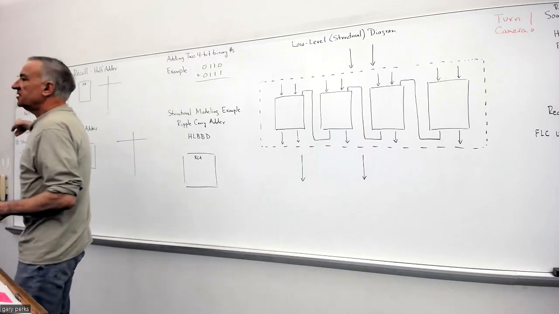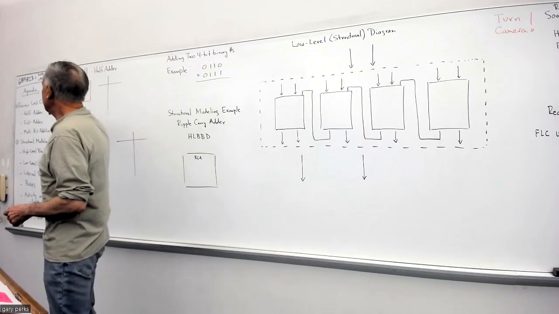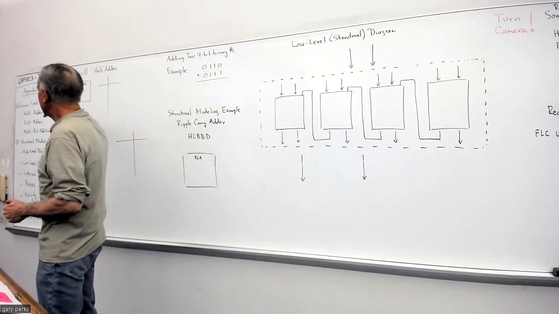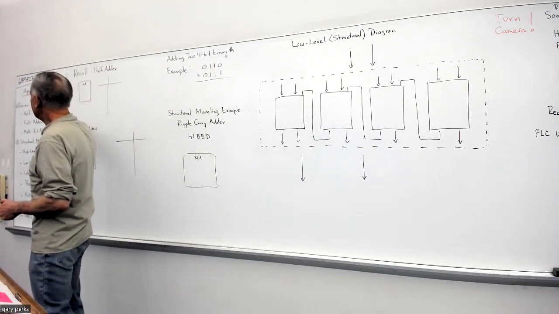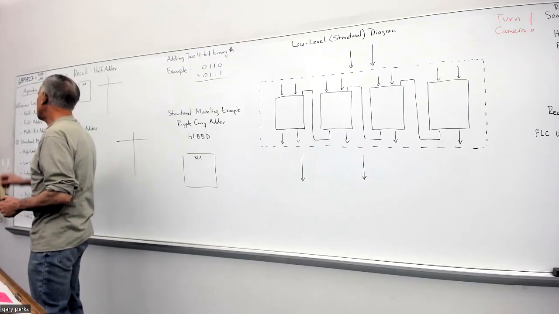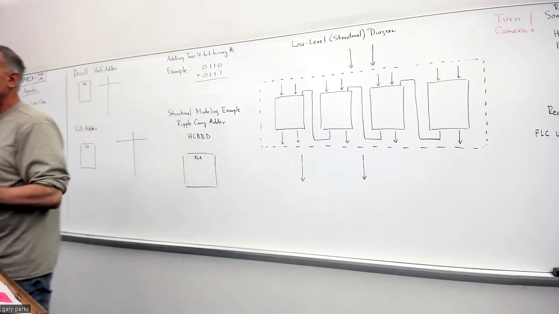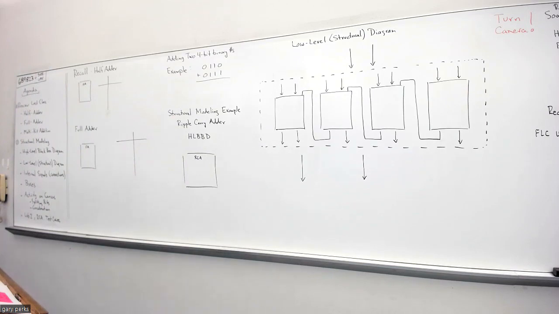But before we get into structural modeling, I just want to review what we did last class, because the half adder and the full adder are going to be part of the structural model. They make up the device called the ripple carry adder that you're going to build for lab 2. Part 2 of lab 2 is essentially putting these adders together to get what's called a ripple carry adder.